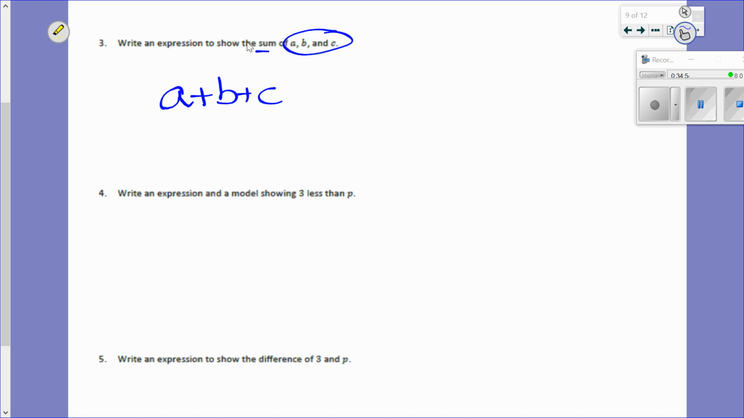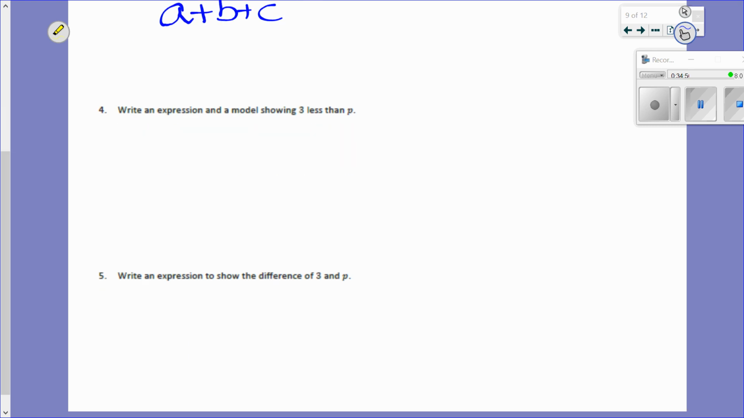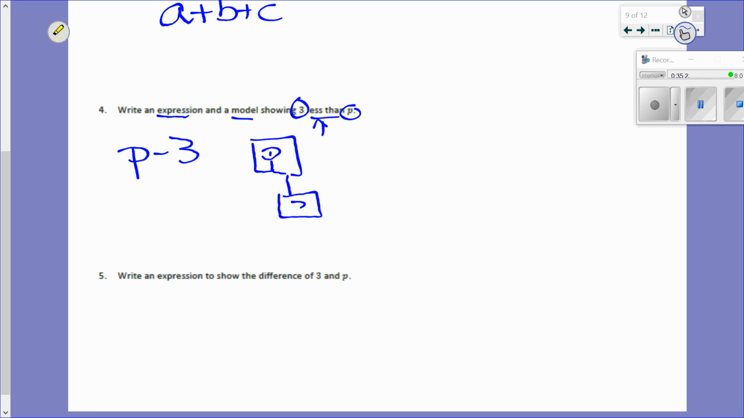4 and 5 is where we get into something a little more complex. This one, I had two things, right? An expression and a model showing 3 less than P. This right here should have set off warning bells. That's a switching phrase. Because I have a switching phrase, that's the time that my order changes, meaning my model should have had the P on the top, and then my line with 3 being taken from it. That is different than this one, where I just do the difference of 3 and P. Because of the way they wrote that, it is a different expression.